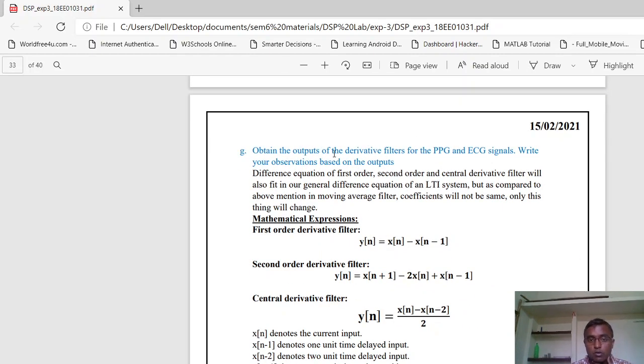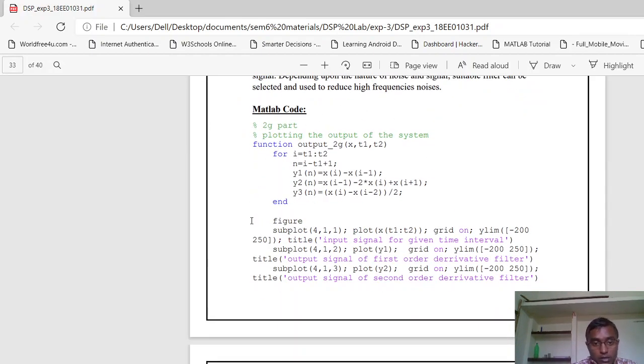And then we will calculate the output for the different given PPG and ECG signals. This is the expression of the input output relationship. This basically represents the system, or we can say the filter. So this is our code.